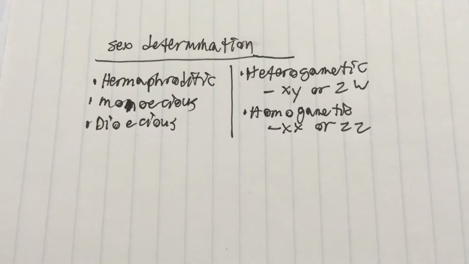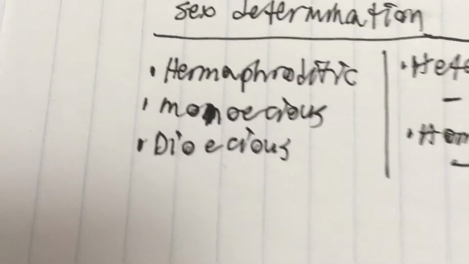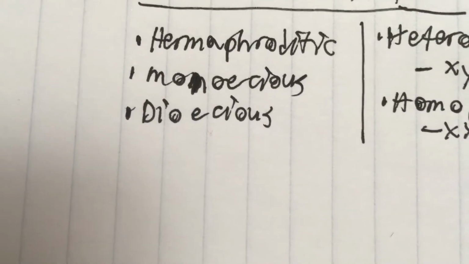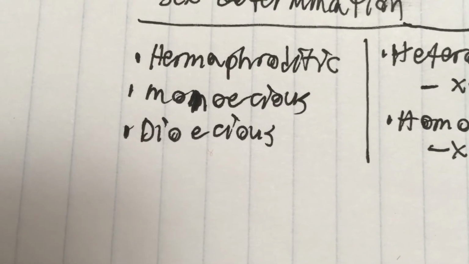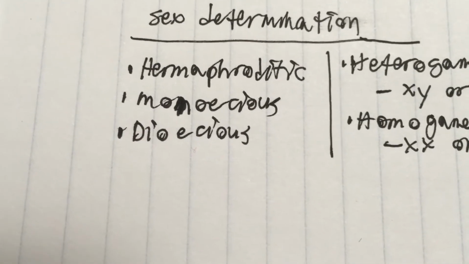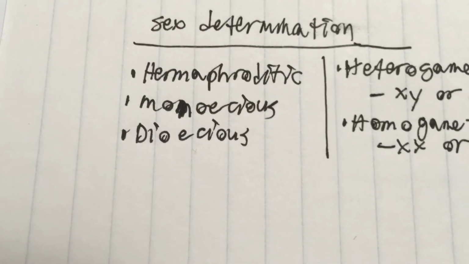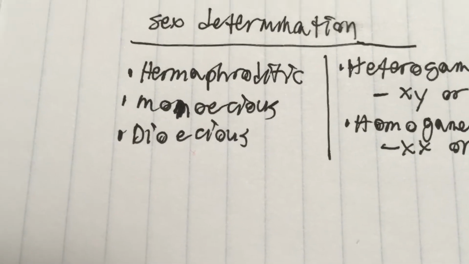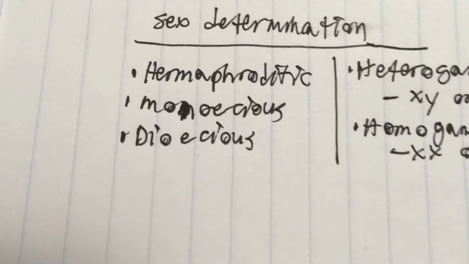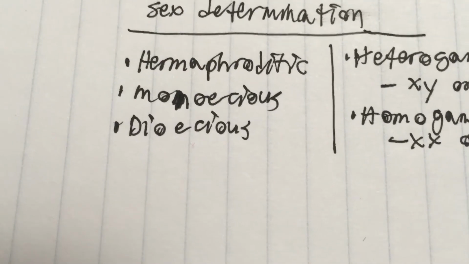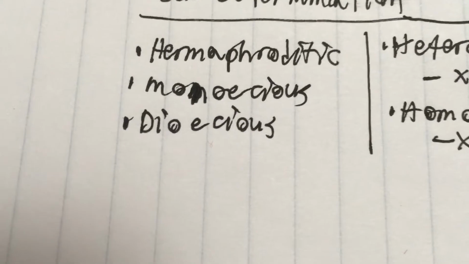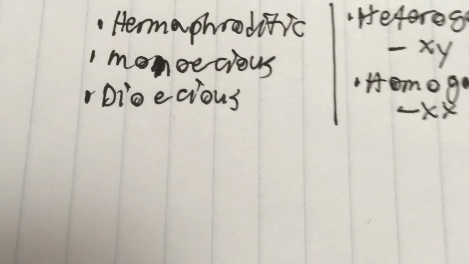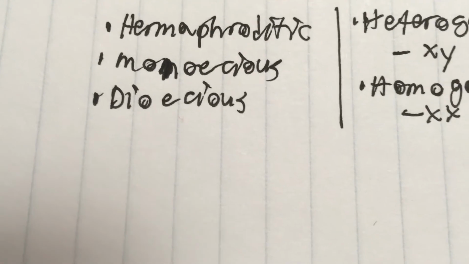Now, for sex determination, we can have three different results. We can have either a hermaphrodite, which displays somewhat ambiguous characteristics of both genders. We have monoecious, which has a male and female structure in one organism. And we have dioecious, which is only one type of gender structure. So you have either a male or a female structure in that organism. People tend to confuse hermaphrodites with monoecious organisms because they do seem kind of similar.